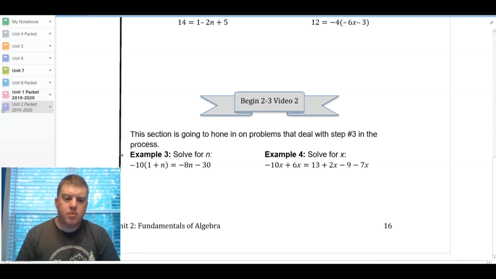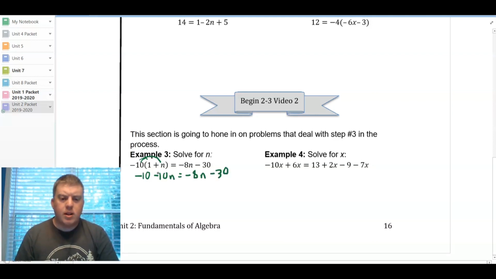Alright, so on example 3, if you remember, the first thing we want to do is to distribute. So I'm going to distribute that negative 10 throughout the parentheses. That's going to give me a negative 10 minus 10n. And that will equal negative 8n minus 30. Alright, we don't have any like terms that we can combine on the same side, so what we're going to want to do next is to get all the variables on the same side.